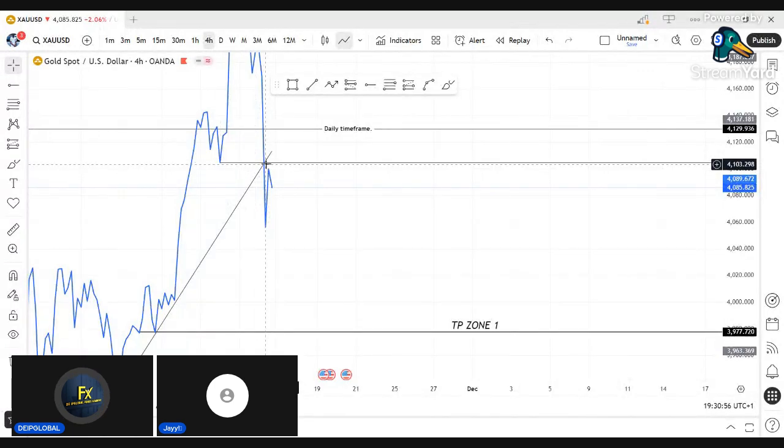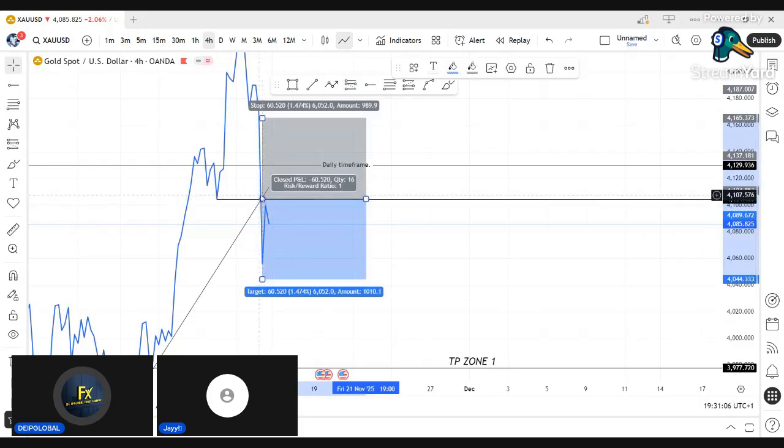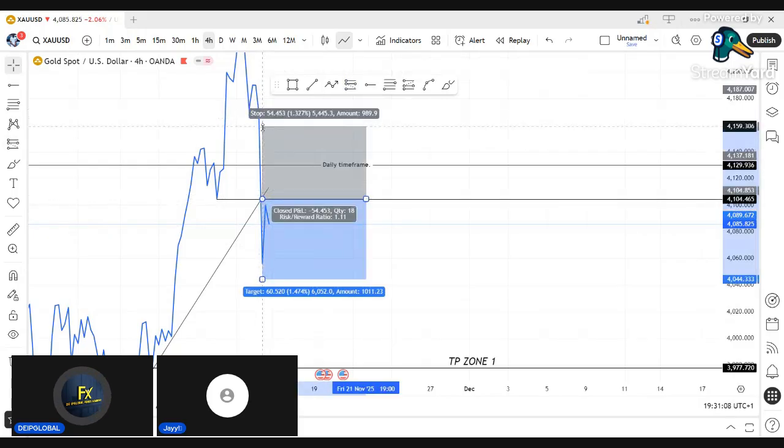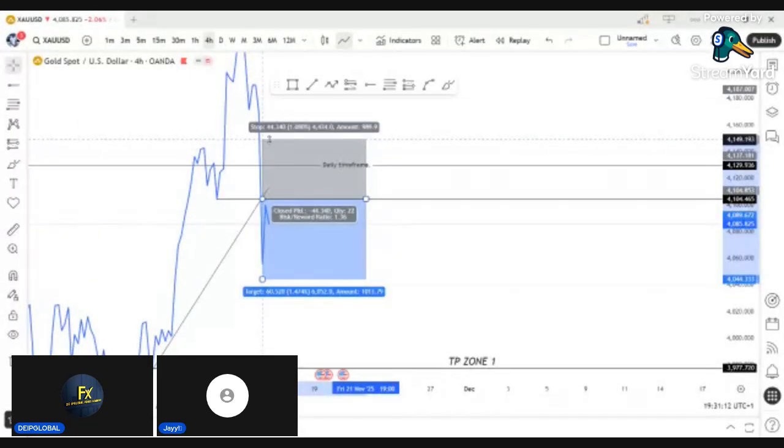I'm going to break this down to the lower time frame to find a perfect entry. Because imagine you say, okay, I want to sell from here. Our stop loss will be very big. This is over 400 pips stop.